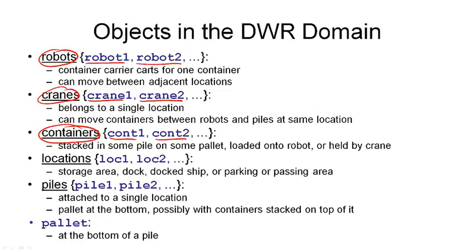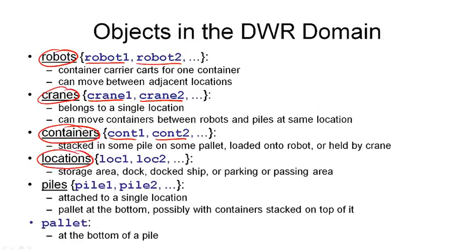Containers can be in some pile, or they can be loaded onto a robot, or they can be held by a crane. Robots, cranes, and containers are physical objects. That means they are tangible, and we can see these objects in the real world. The next two types do not have that property.